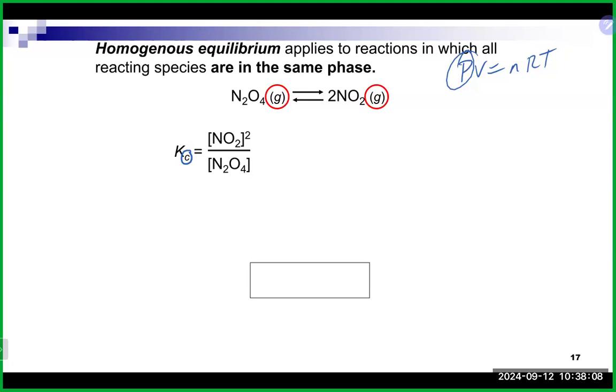It works the same way. You take your products over your reactants. So in this case, that would be the partial pressure squared of NO2 divided by the partial pressure of N2O4. Surprisingly enough, this is another K value added to our giant list that we will have by the time we're done. We're only like 3 slides in and we have 2 of them already. So Kc and Kp, Kp meaning pressure.